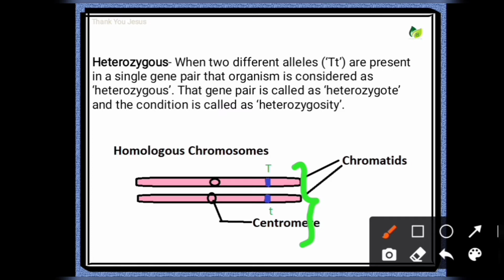So when an individual has two different alleles of the same gene, it is referred to as heterozygous, which is also called hybrid. Remember, it should possess a pair of different alleles. That condition is referred to as heterozygosity.